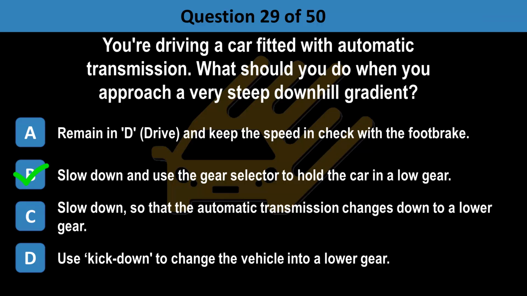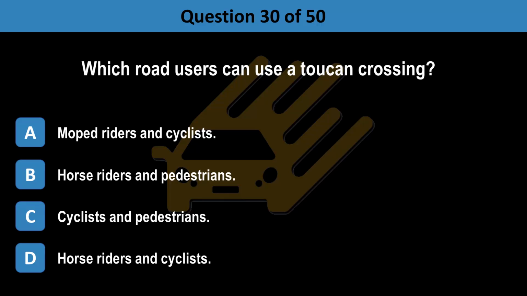The correct answer is B. Slow down and use the gear selector to hold the car in a low gear. Which road users can use a toucan crossing? A. Moped riders and cyclists. B. Horse riders and pedestrians. C. Cyclists and pedestrians. D. Horse riders and cyclists.